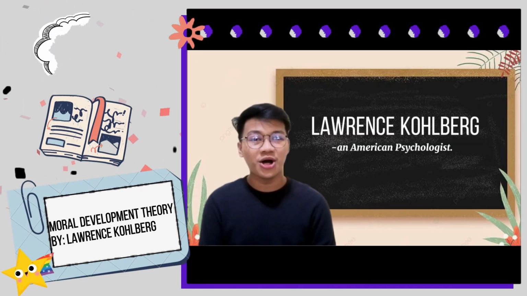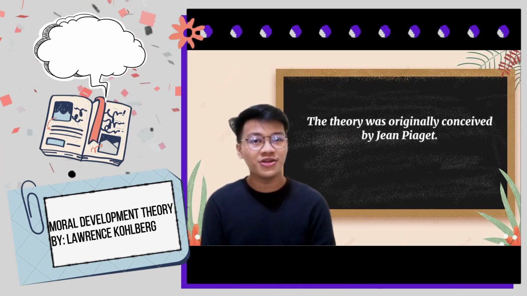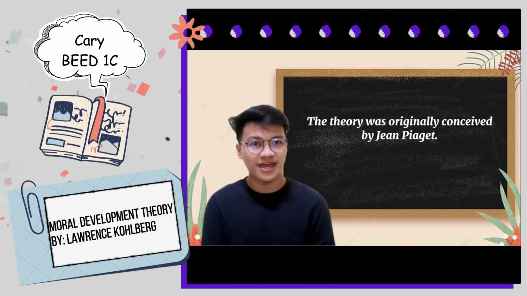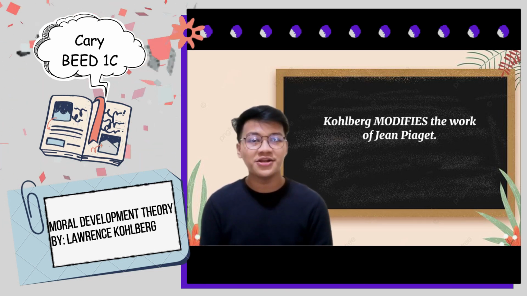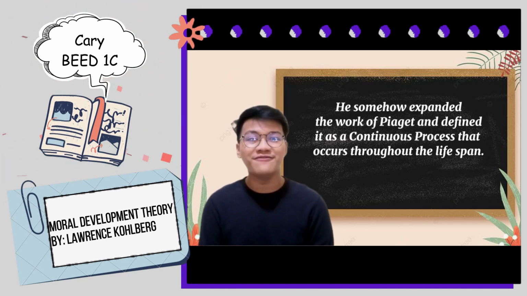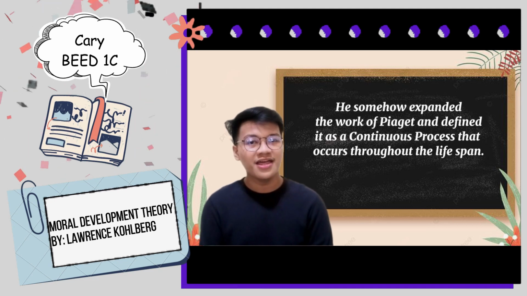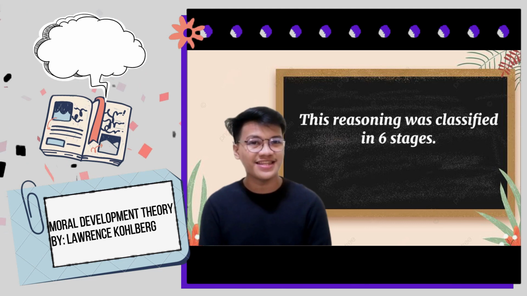According to an American psychologist, Lawrence Kohlberg, it constitutes an adaptation of a psychological theory originally conceived by Jean Piaget. Basically, Kohlberg modifies the work of Piaget, but he only centered on how children develop moral reasoning. He expanded the work of Piaget and defined it as a continuous process that occurs throughout the lifespan. He classified these reasonings into 6 stages.